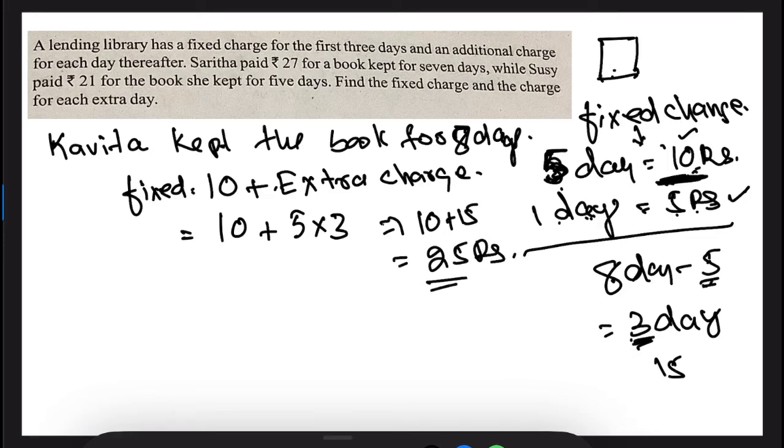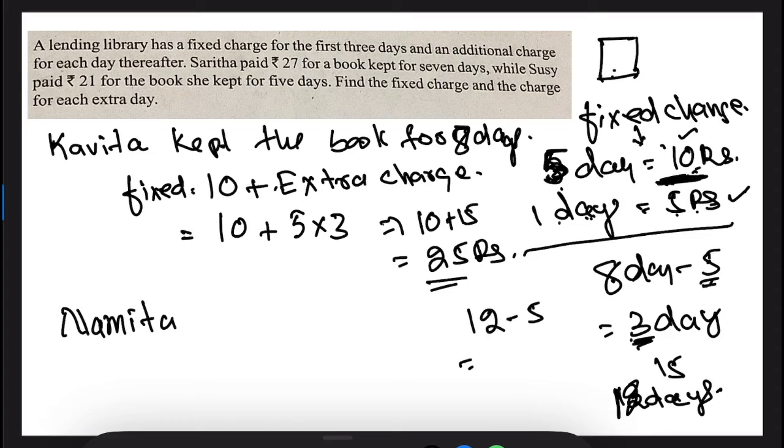Okay, this is it. So her friend Namita came. Namita also took a book. Namita is a very slow reader. She kept it for, let's say, 12 days. For the first 5 days it is a fixed charge. So 12 days minus 5, remember: she took 7 days extra.